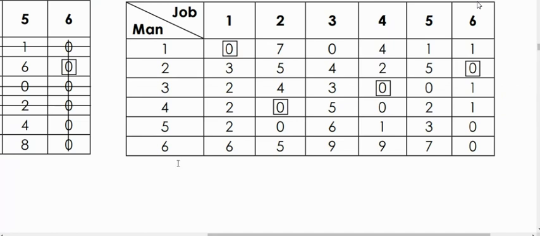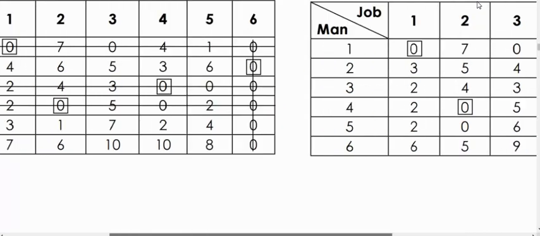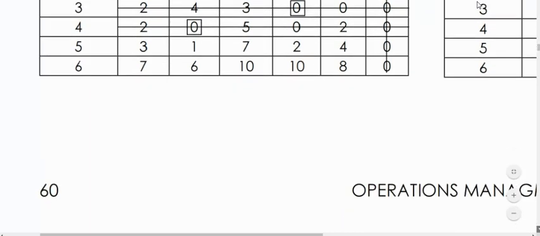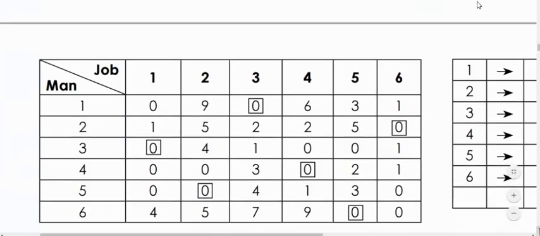So in the sixth row, I have only 1 0. That means the sixth man should be allocated the sixth job. But the sixth job is already allocated. So that I can't do. Okay. So I'll have to perform another operation here. So I'll look at the other table now. Clear allocation, again not possible.